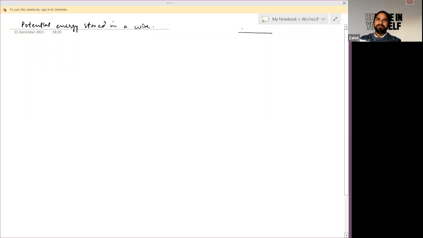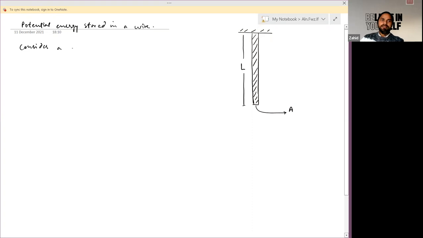Suppose there is a support from which a wire is hanged vertically, having length L and area of cross section A. Consider a wire that is hanged vertically.